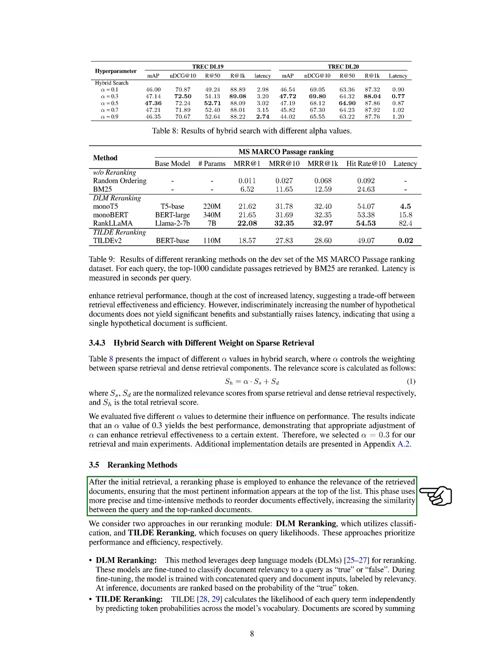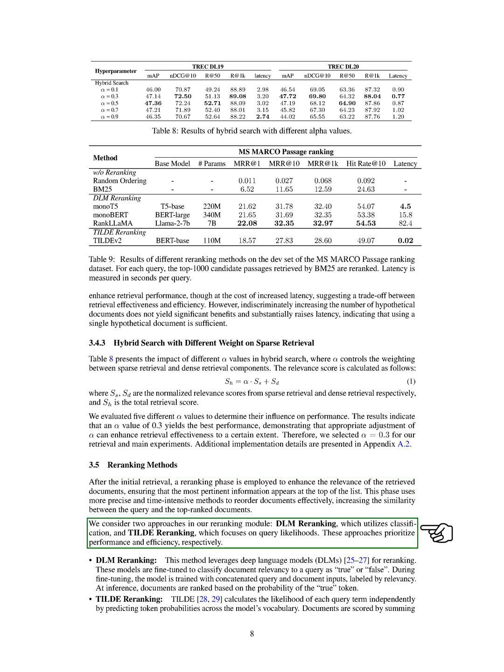Following the initial retrieval phase, we implemented a reranking process to boost the relevance of retrieved documents. This phase reorders documents to ensure the most relevant information appears first. We considered 2 approaches: DLM reranking, which uses deep language models for classification, and TILDE reranking, which focuses on query likelihoods. These approaches prioritize either performance or efficiency.